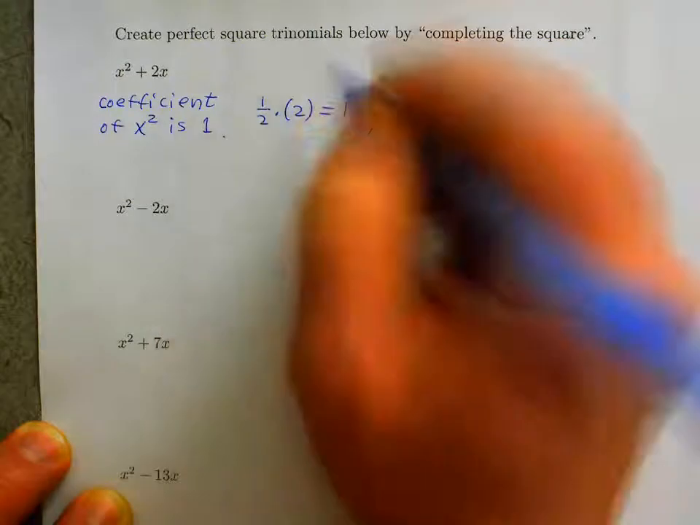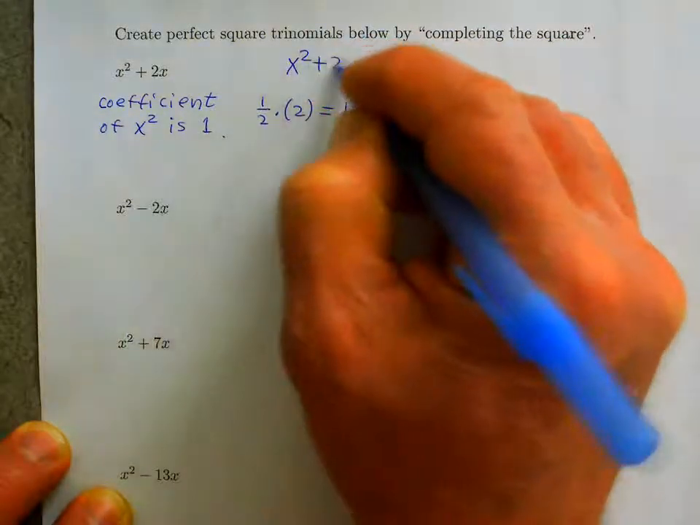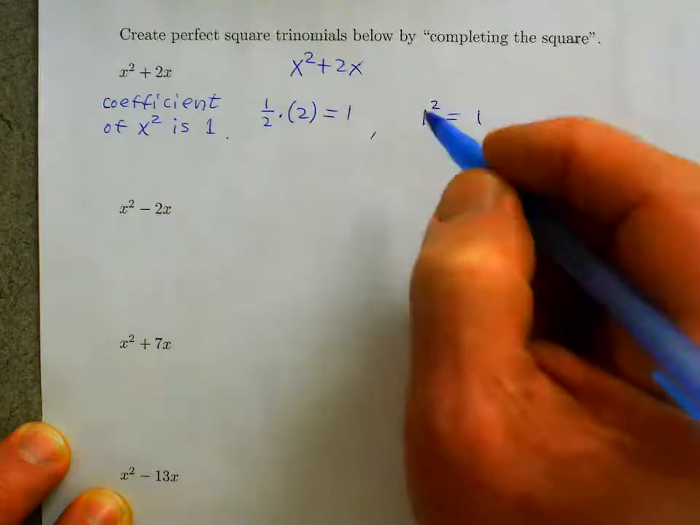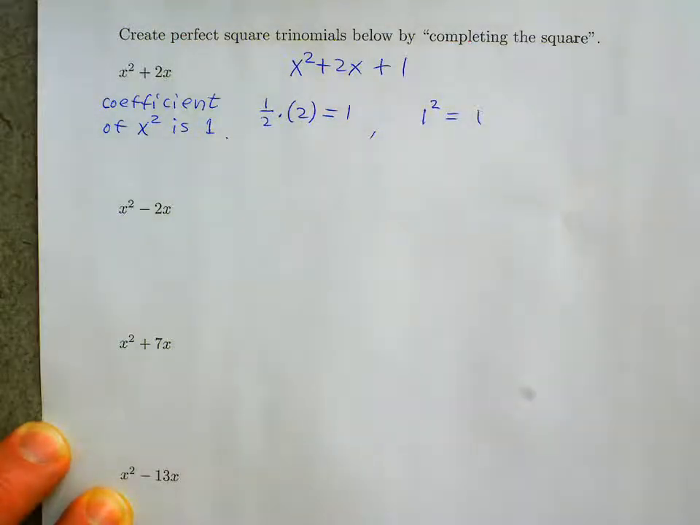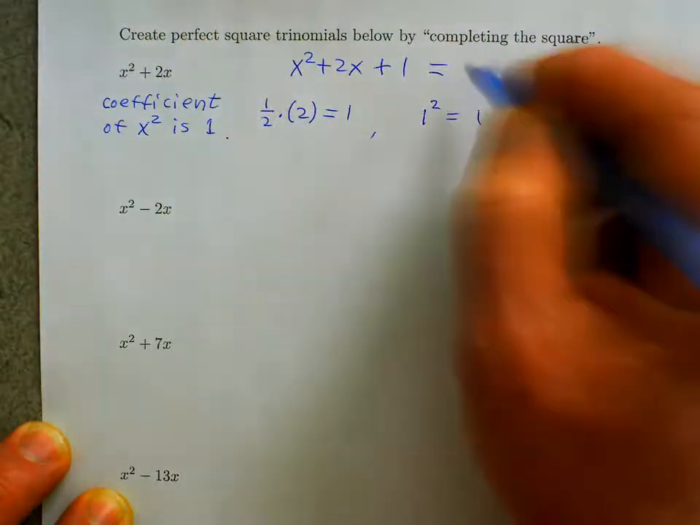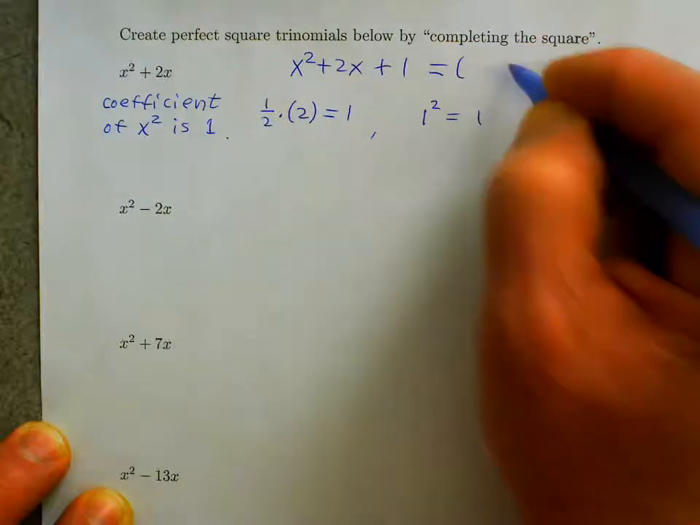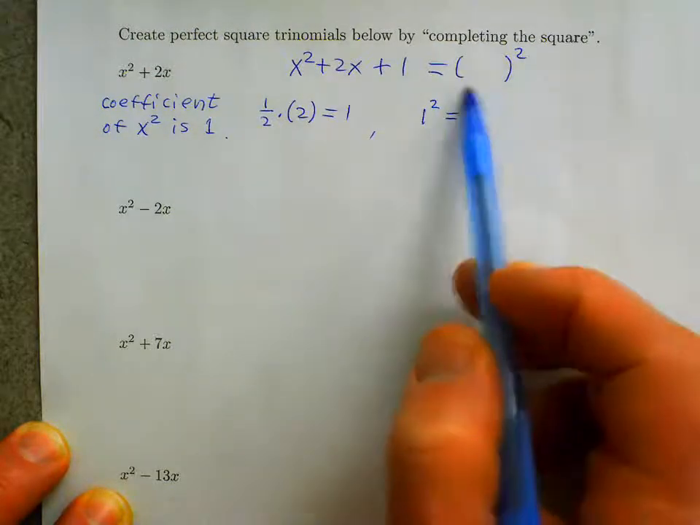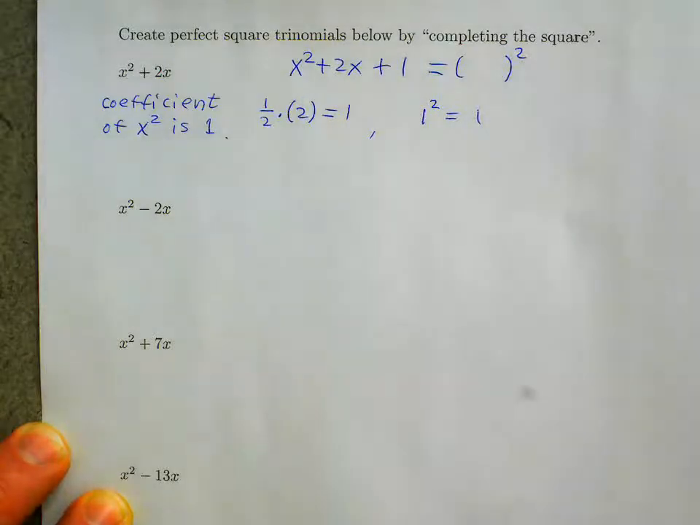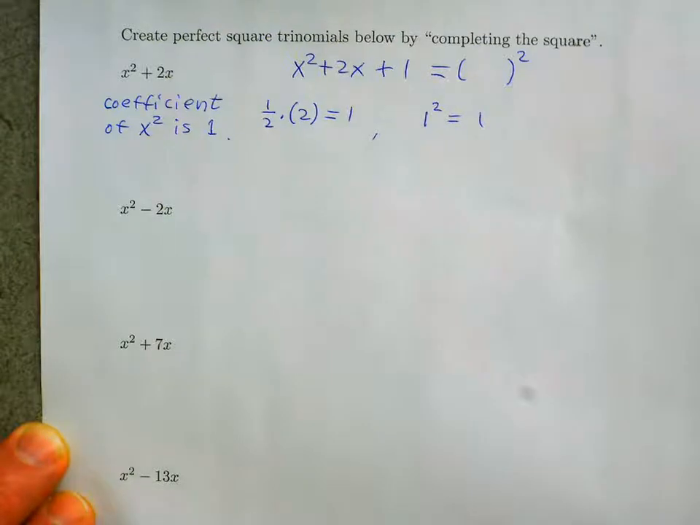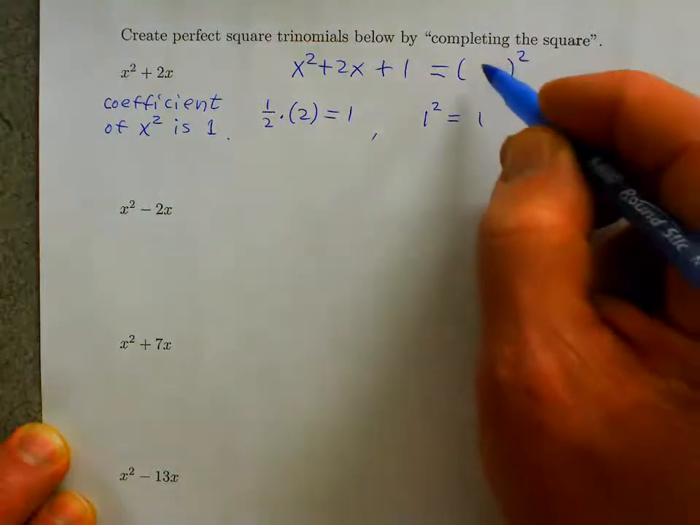So if we add this number to x squared plus 2x, we have a perfect square trinomial. So that means that it can be written as a binomial squared. So what binomial do we square to get x squared plus 2x plus 1? Just x plus 1. Yeah, x plus 1 is the binomial.